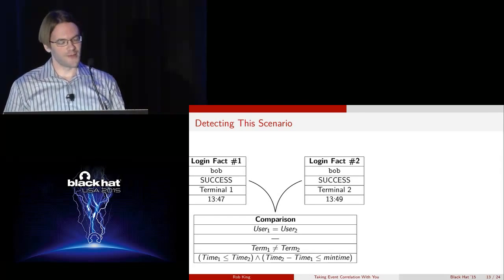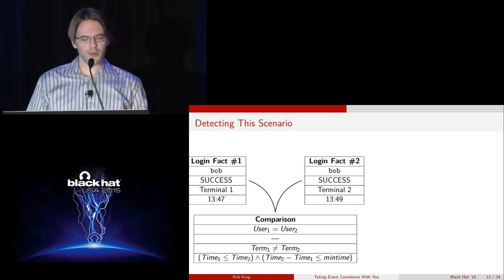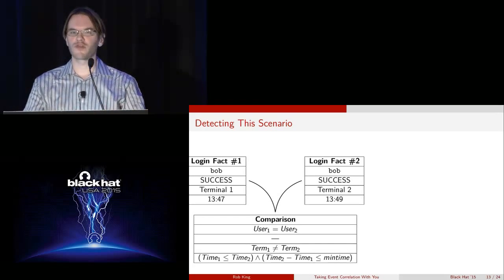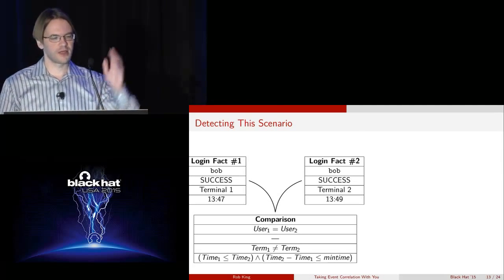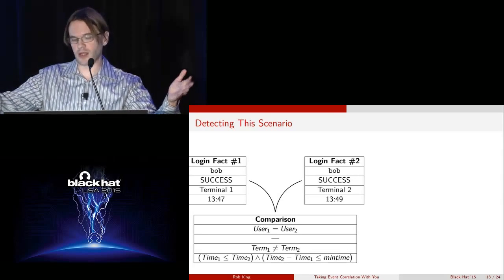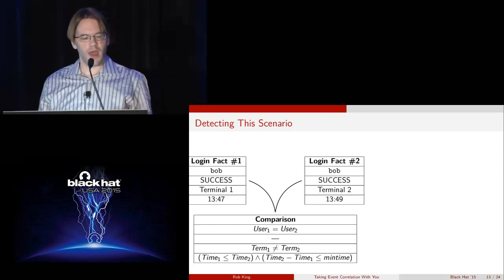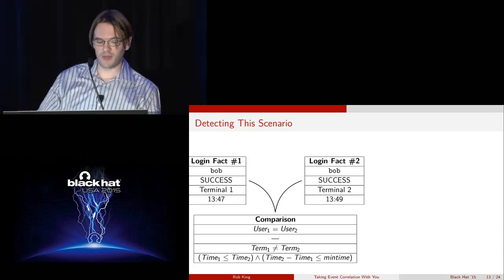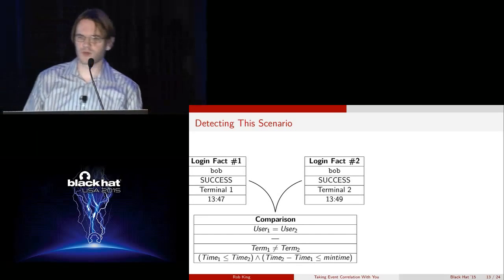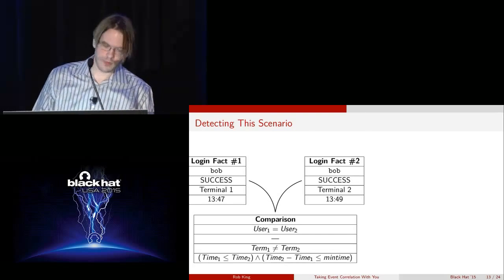But it does. Anyway, it's a comparison, right? We're looking at the comparison. So we're asking a complex question. The question is these collections, this conjunction of predicates down here at the bottom. We want to see user 1 equals user 2. We don't care if it's success or fail. We might, but in this case we don't. Terminal 1 can't equal terminal 2. And time 1 is less than or equal to time 2. And time 2 minus time 1 is less than or equal to minimum time, which, whatever that is. We could calculate that dynamically. We could set it. It doesn't matter. Point is, that's how we ask that question, right?